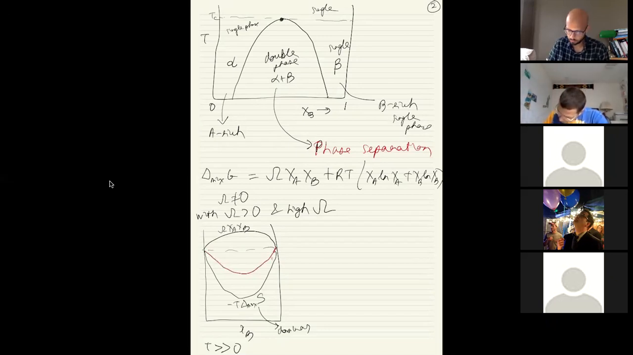Be careful with slopes, how they meet at the zero line, right? So in this case, there is no phase separation. We have a single phase that just exists.